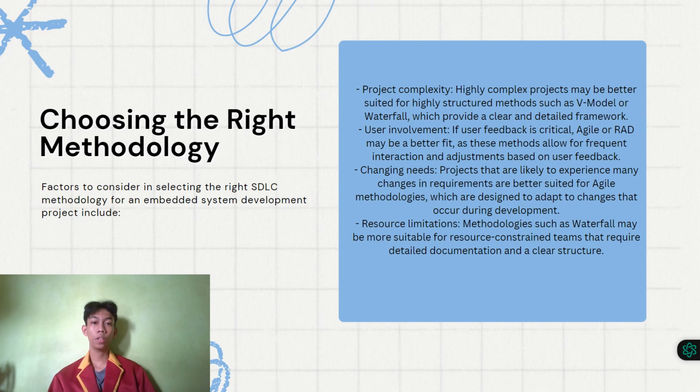User involvement. If user feedback is critical, Agile or RAD may be a better fit, as these methods allow for frequent interaction and adjustment based on user feedback. Changing needs. Projects that are likely to experience many changes in requirements are better suited for Agile methodology, which is designed to adapt to changes that occur during development.